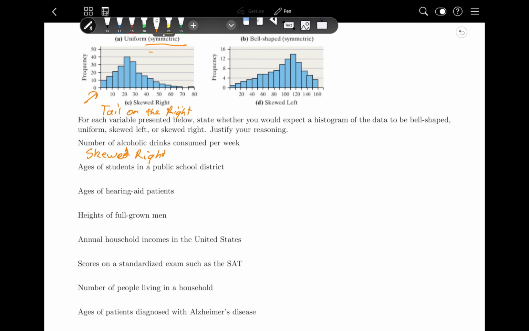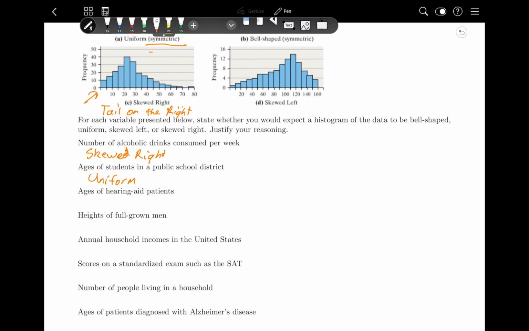Ages of students in a public school district. Well, in this case, I would expect this to be uniform, because I would expect there to be roughly the same number of students in each grade. So the ages would be basically the same.